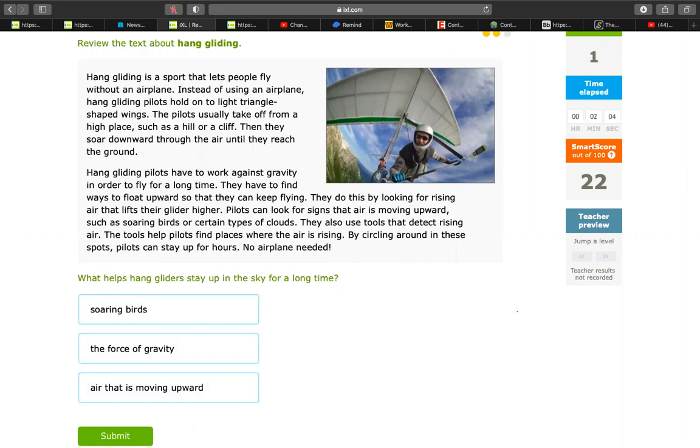I think it's the force of gravity. So the force of gravity would bring you down. So let's look, hang gliding pilots have to work against gravity right there in order to fly. They have to find ways to float upwards so they keep flying. They do this by looking for rising air. So it's not gravity, it's not soaring birds, it's going to be air that is moving upward. Air that's moving upward, yeah.